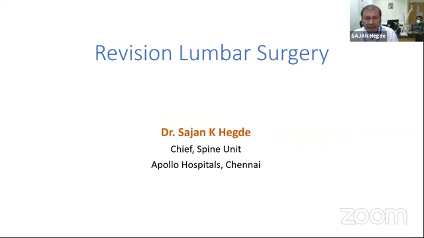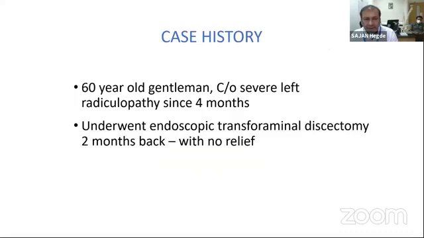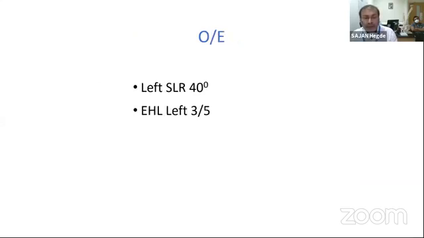So I'm going to show again in revision lumbar spine surgery. This again is a 60-year-old, came with severe radiculopathy. There are a lot of people now doing endoscopic discectomies and all that. I'm sure we will see a lot of them come back for surgery. And this is not to say that endoscopic doesn't work, but perhaps in a number of cases, it's not going to give the desired relief.